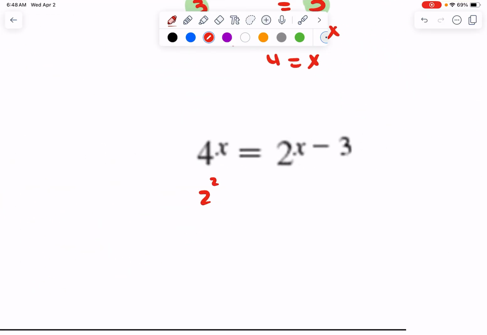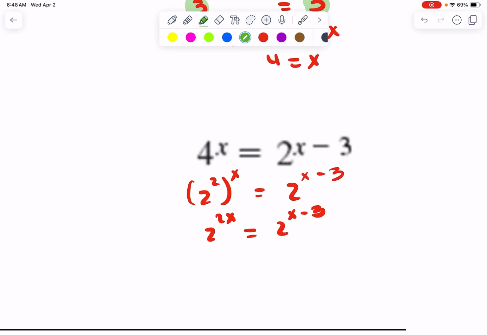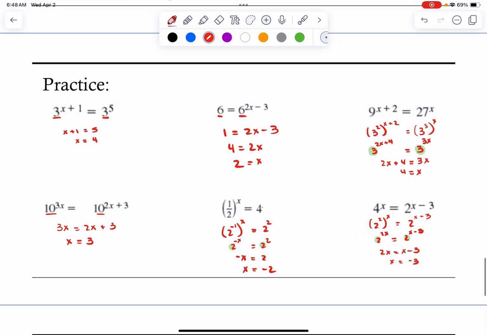Again, the bases are not the same, so I'm going to use the base to be 2. So I'm going to go ahead and write the bases to be the same here, which they are. So 2x is equal to x minus 3, and I'm going to solve the linear equation. I'm going to go ahead and move that, and we get negative 3. So we did good there.